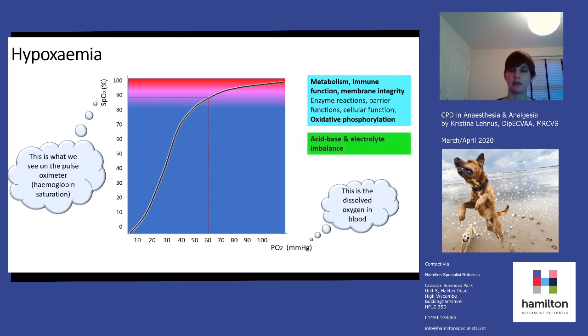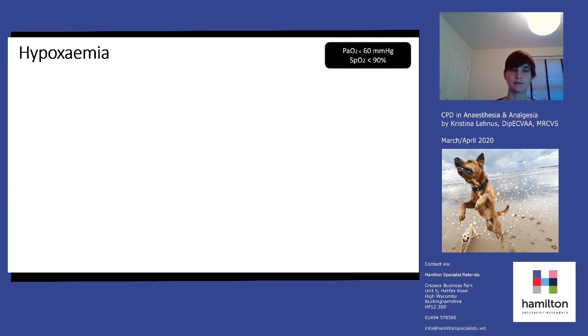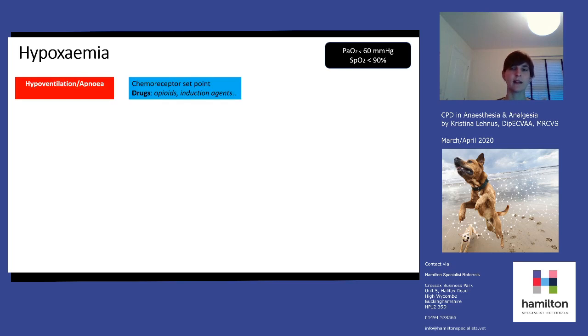And then we just have to remind ourselves that that's very bad for our cells and that our acid-base balance will be affected by it because we're going to start going into anaerobic metabolism. So there I've just reiterated the fact that a PaO2 of less than 60 or an SpO2 of less than 90 are really bad. So causes for hypoxemia are hypoventilation or apnea. That can again be drug-induced.